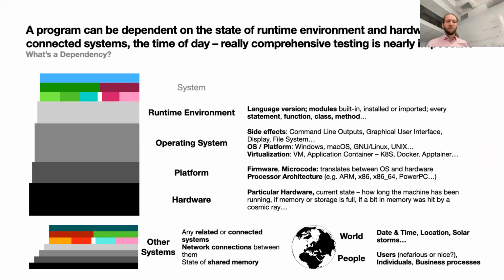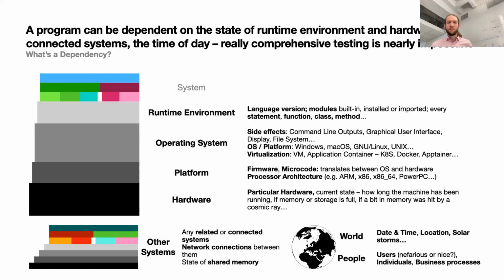That's what you're running your program in. If you're running in something like Python that isn't compiled, you're going to be looking at the language version that you're running in, the Python version, any modules you've installed or any modules imported. And in principle, every statement and function and class and method that you're using from those modules. Then you might have the operating system and its state. So whether you're outputting things to the command line or a graphical user interface or writing to the file system, it depends very much on what the state of those things were before you started your test as to how they react.